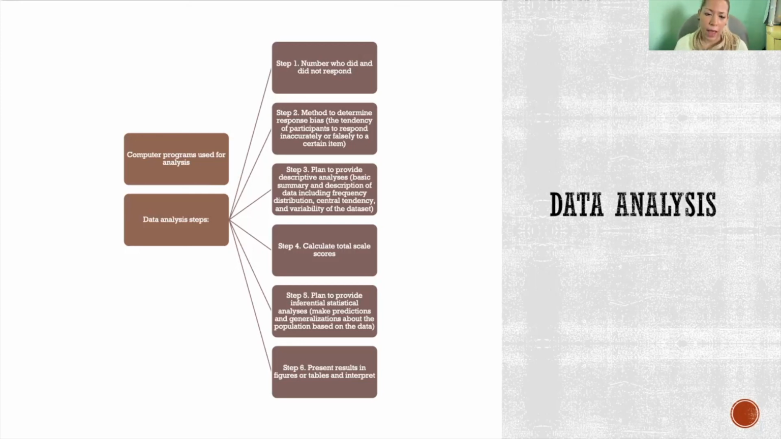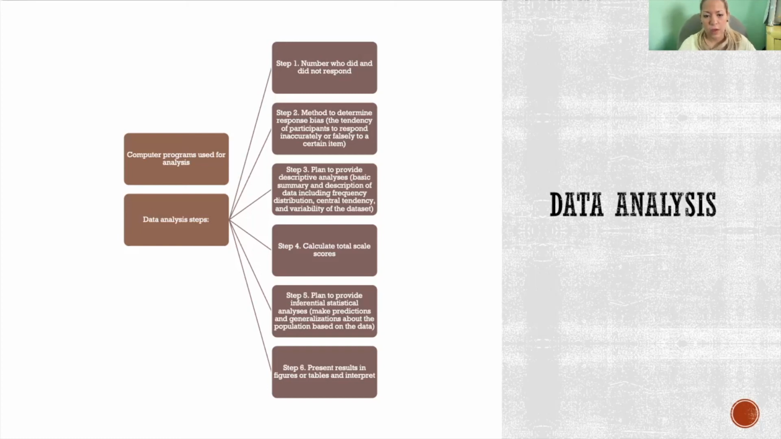And then step 5, you need a plan for your inferential statistical analyses. So that's where things get a little bit more complicated, and where things get more interesting, because that's where you're using the data that you've collected to make predictions and generalizations about the broader population where you drew your sample from. So things get more complicated and definitely more interesting. It's kind of the more meaningful part of your study.